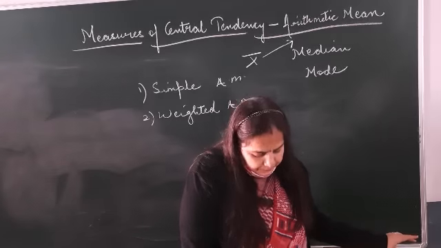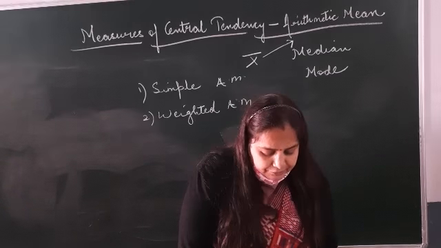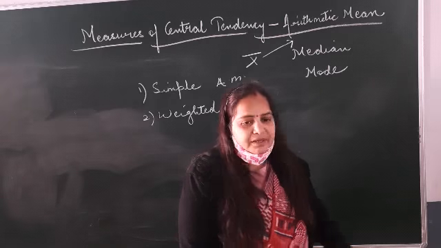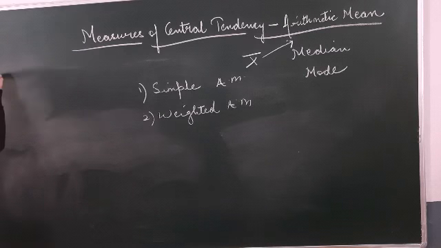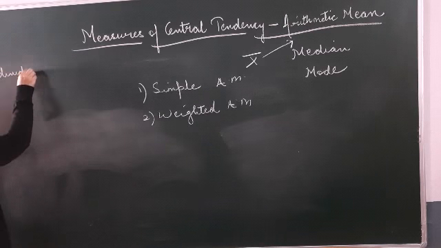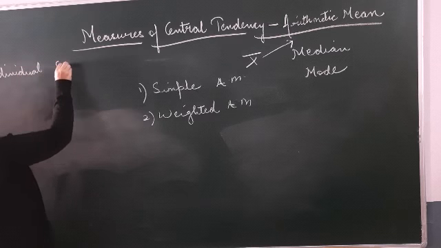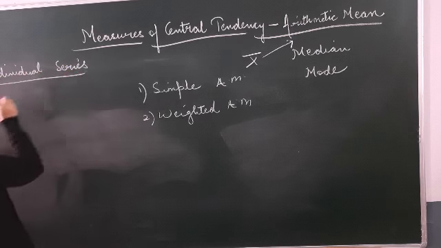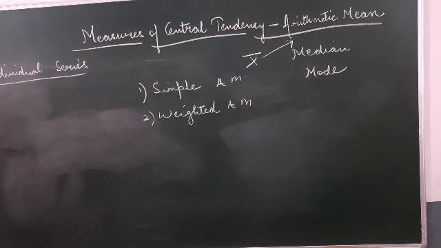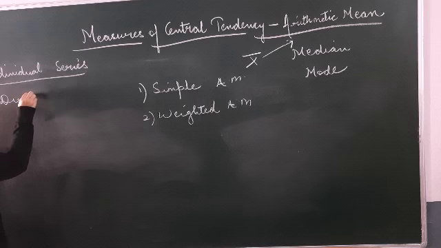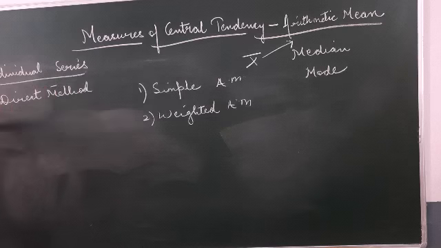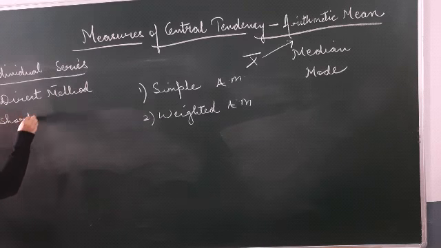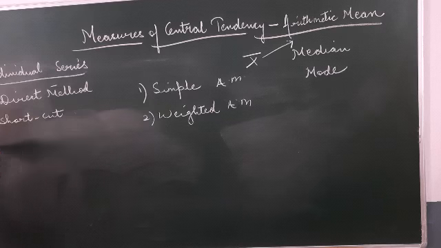You have the book with you. Come to page number 8.5. How to calculate arithmetic mean in individual series. There are three methods. First method is what? Read out. Direct method. Second one is shortcut method. And the last one is step deviation method.